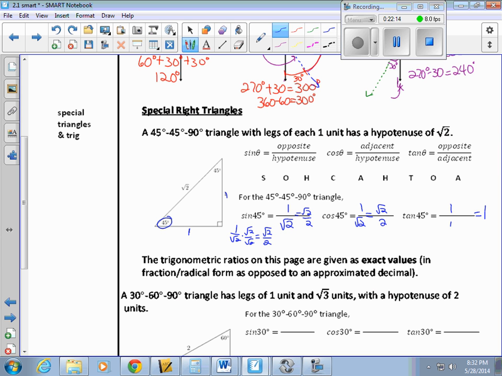So it says the trigonometric ratios on this page are given as exact values in fraction or radical form as opposed to an approximate decimal. So if you're ever answering any questions and it says to find the measurements of your triangle in exact values, then you leave it as square root 2 over 2, you don't turn it into a decimal.